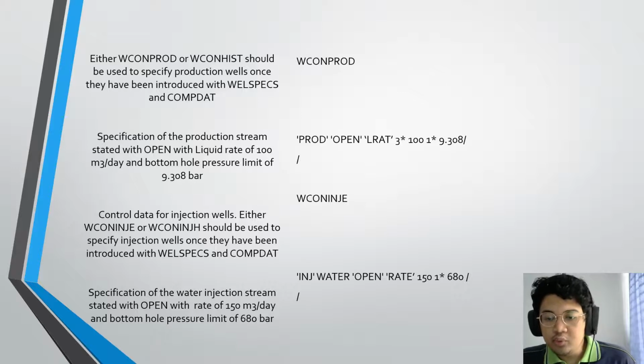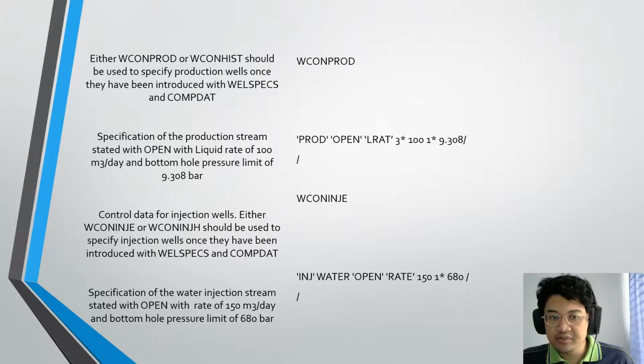To continue with the coding, either WCONPROD or WCONHIST is used based on the setting of the coding, which for this case is scheduling and not history. WCONPROD is used to specify production wells once they have been introduced with the WELSPECS and COMPDAT from the coding.